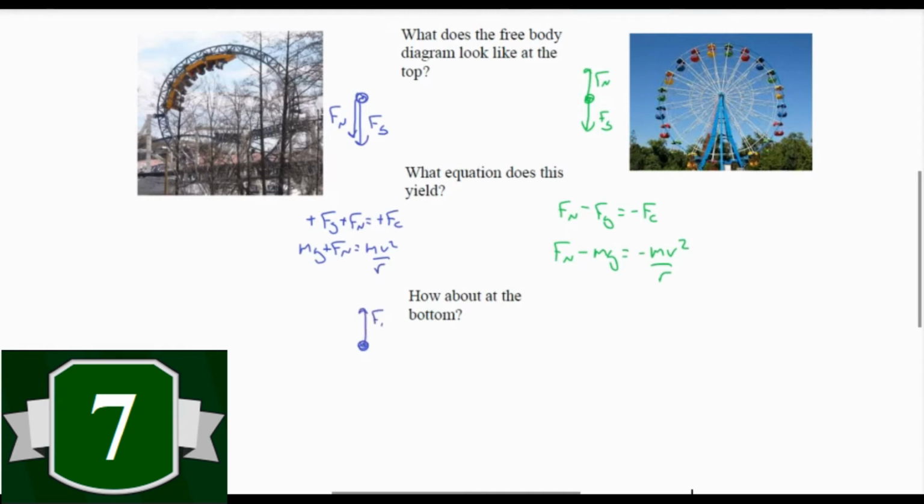At the bottom, you have a normal force upward in both cases and gravity downward. You also have the centripetal force directed upward toward the center of the circle, so both yield normal force minus the force due to gravity equals the centripetal force, or Fn minus mg equals mv squared over r.